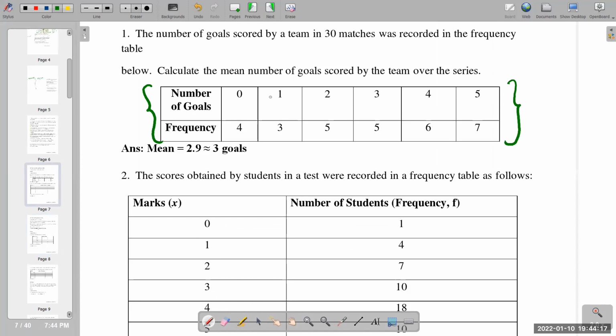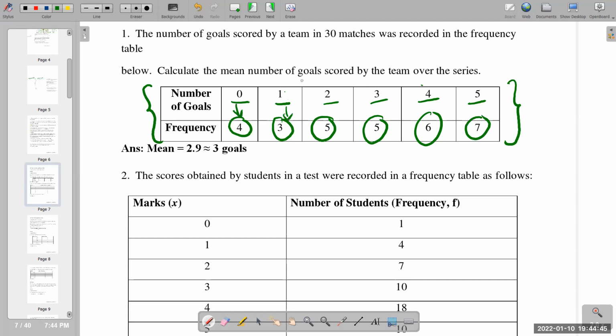Excellent, ladies. This is ungrouped because as you see here, 0 is by itself. So 0 has a number. 0 has 4 goals. 1 has 3. 2 has 5 persons doing it. 3 has 5. 4 has 6. So each number has a specific result. Everybody see that? So this is ungrouped. We didn't group anything together.